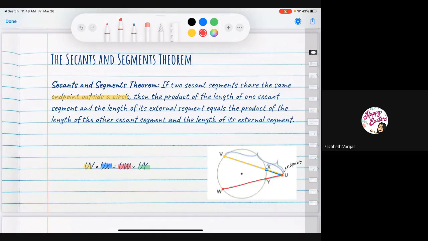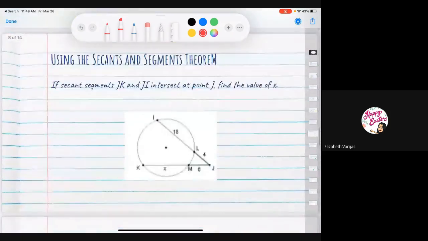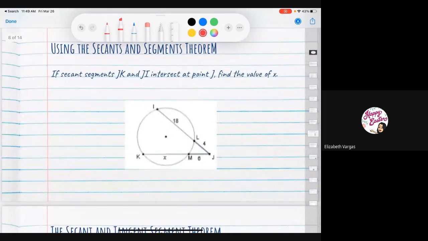Okay. So it's a little bit different, but kind of the same. The difference is that instead of multiplying a part and a part, you're multiplying a part and the whole. And I'll show you exactly what this looks like here.